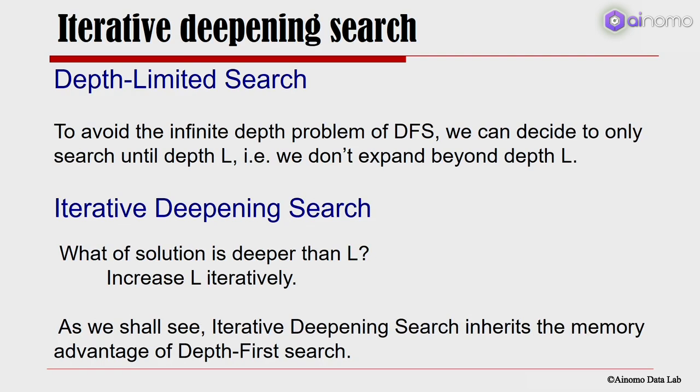Next we come to a modification of depth first search, which is depth limited search. To avoid the infinite depth problem that I was showing you in the previous slide of depth first search, we can decide to only search until a depth L. That is, we don't expand beyond depth L. But then what will happen is that if we keep that limit L, we may have a goal which lies just a little beyond L, and we will never be able to find this goal.